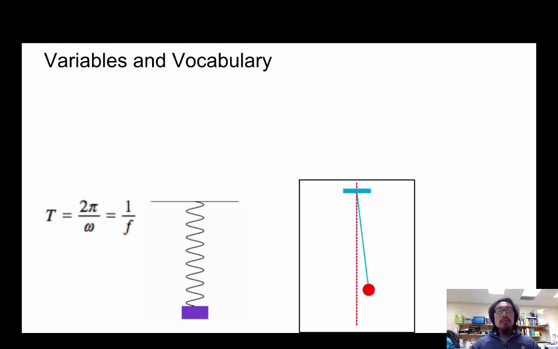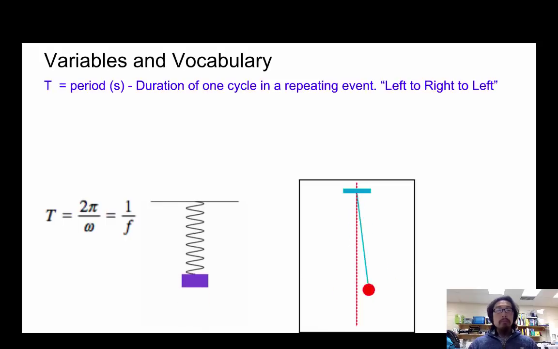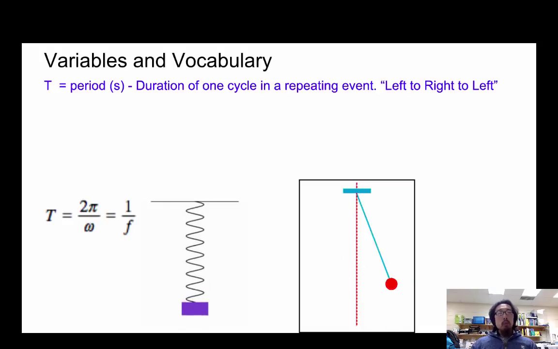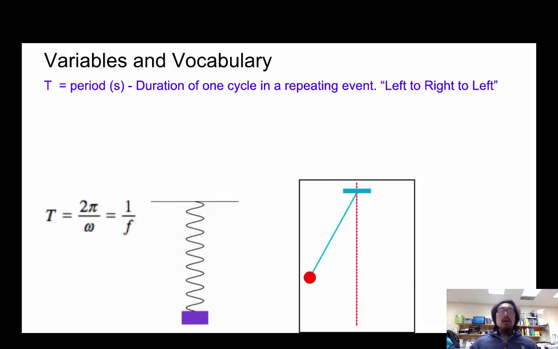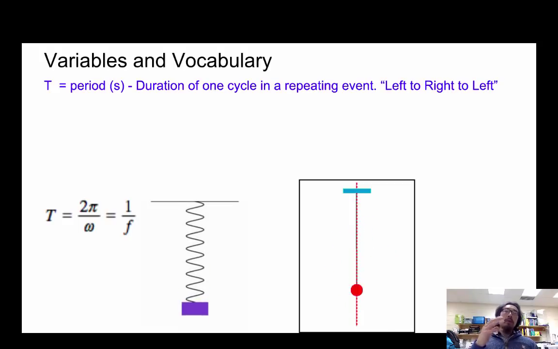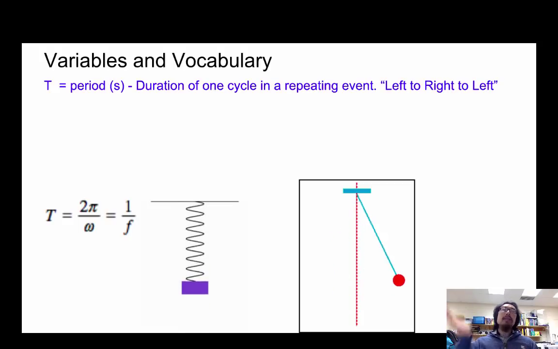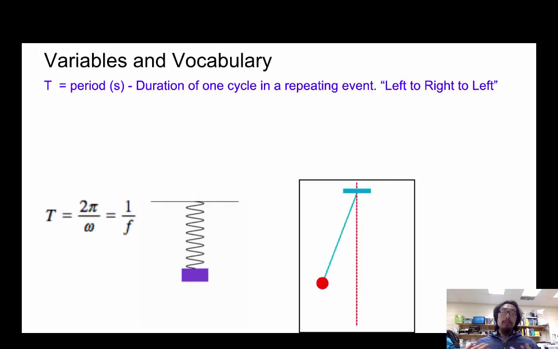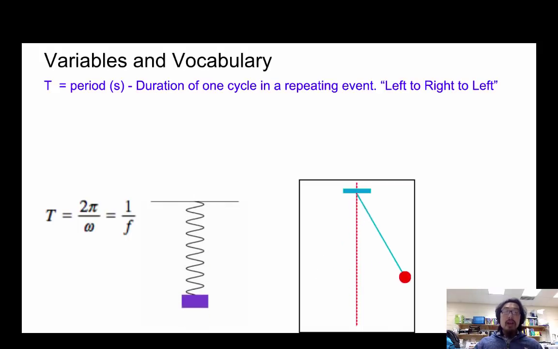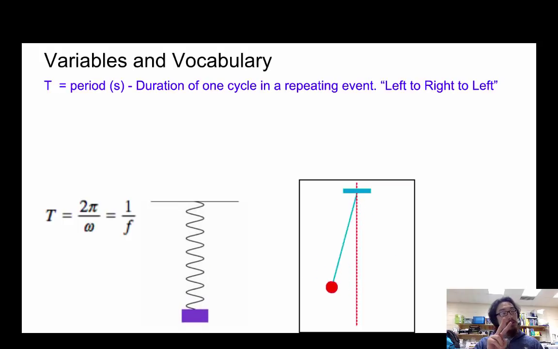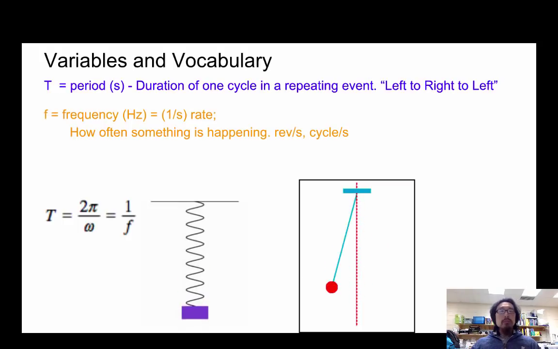All right, so let's go over a couple of terms and vocabulary that we can relate to our variables. So capital T is period with the units in seconds. So it's the duration of one cycle in a repeating event. So one period will be going from left to right and then back to the left. That will be one period. So if we go left, right, left, that'll be a total of 2 periods, and so on and so forth.